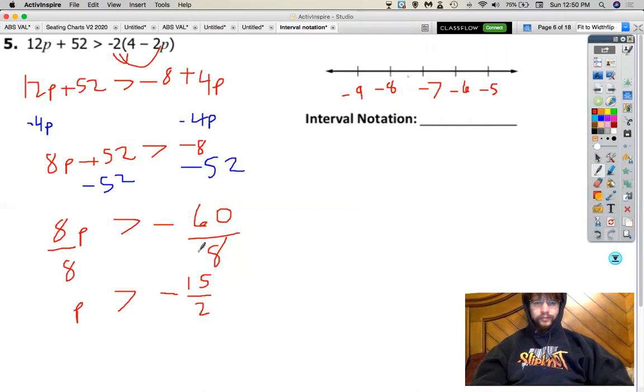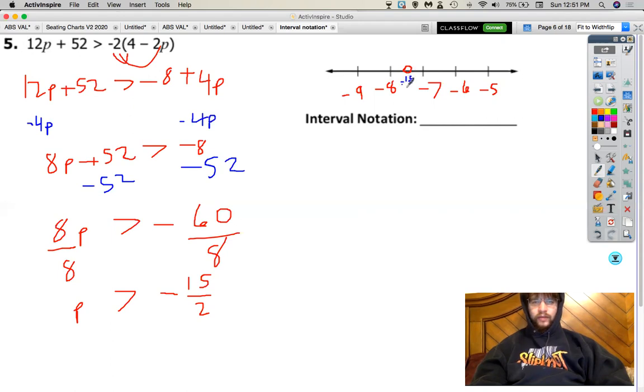So I'm going to put an open circle, because look right here, it's greater than. Right there in the middle. Has to be absolutely perfect. Just kidding. Just stick it in the middle there, ish. So we got an open circle right there. You can even write underneath it negative 15 halves if you want to.